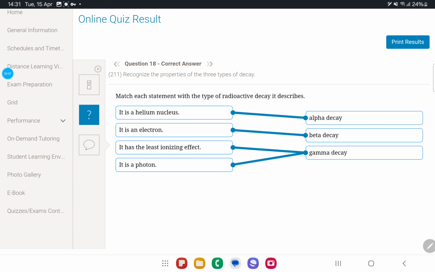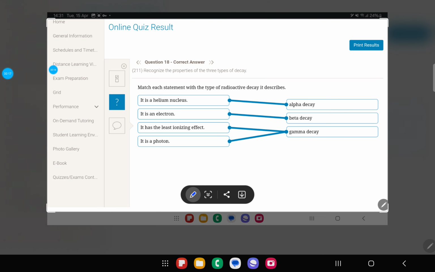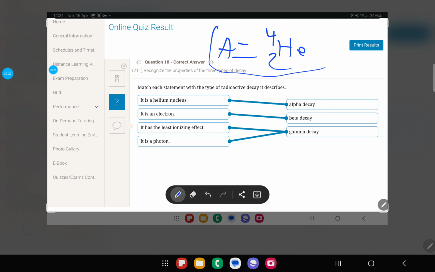Match each statement with the type of radioactive decay it describes. It is a helium nucleus, alpha decay. Like the symbol that I showed you before, alpha is helium, He, with 4 as mass number and 2 as atomic number. This is alpha. Memorize it like this. It's always the same numbers, 4 and 2.